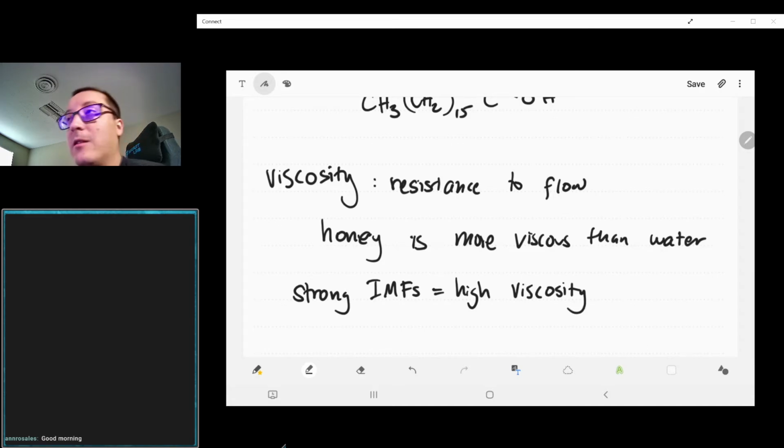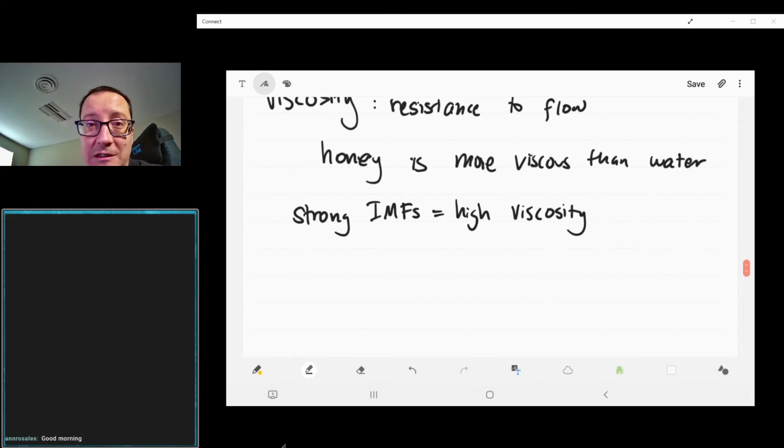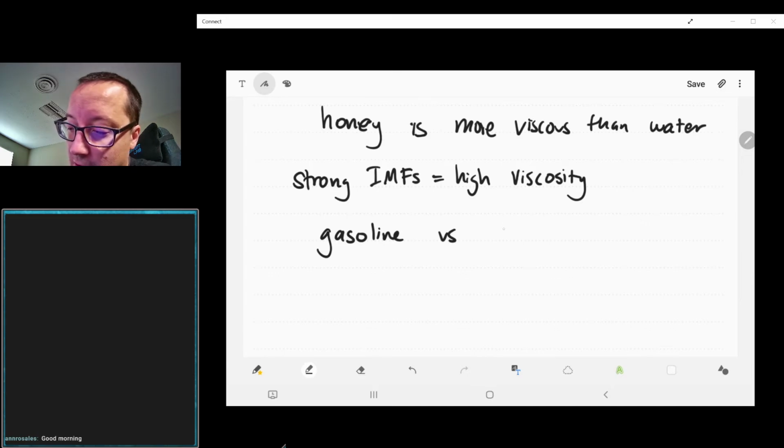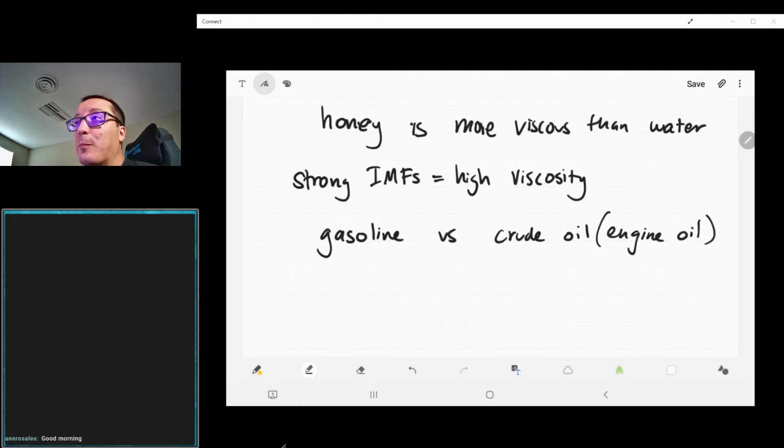And another example that we might talk about, honey, by the way, is filled with glucose and fructose, which have a lot of hydrogen bonding units that can really nicely hydrogen bond with water. And so that's the reason that honey will have more intermolecular forces. But another common example would be something like gasoline versus something like crude oil or even engine oil. If you've ever poured engine oil or even something like olive oil, it flows more slowly, right?